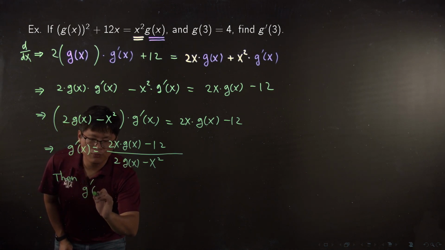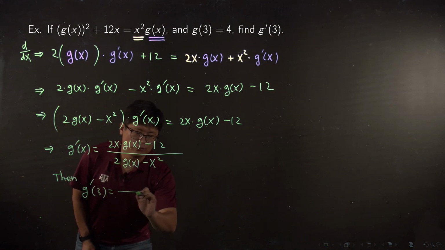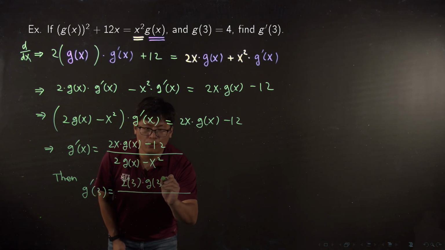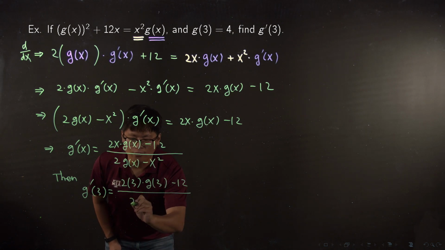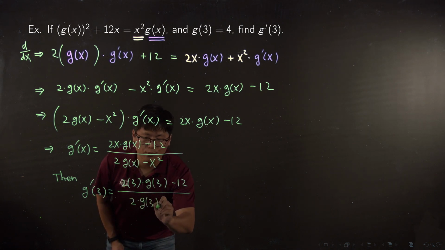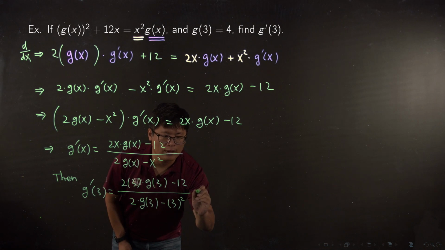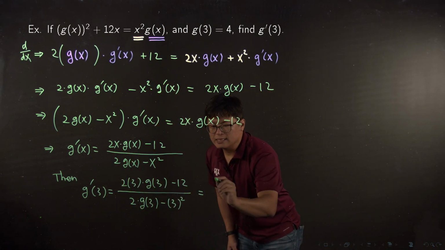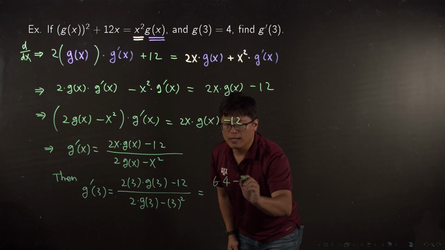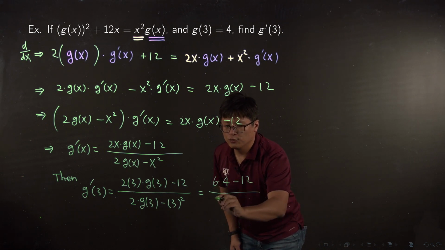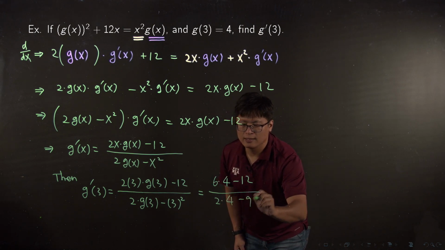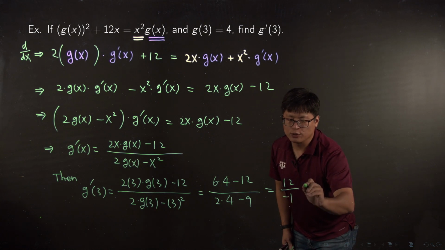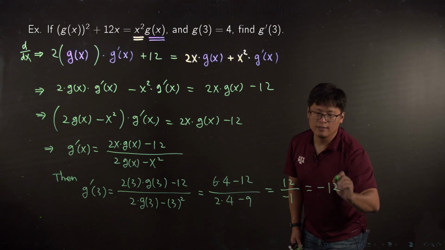Then g prime of 3 is equal to 2 times 3 times g of 3 minus 12, over 2 g of 3 minus 3 squared. In the problem, g of 3 is given, right? Which is 4. Then 6 times 4 minus 12, over 2 times 4 minus 9. That is equal to 12 over minus 1. So your final answer is minus 12. That's it.